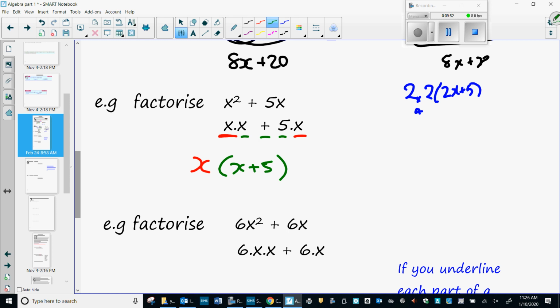So if x is common and you've underlined these x's, you will only underline them if they are common to both terms. I wouldn't have been able to underline both of these two because there was only one x here. If there were two x's here, you could underline both of them, and that would be x squared. Yes, x squared.